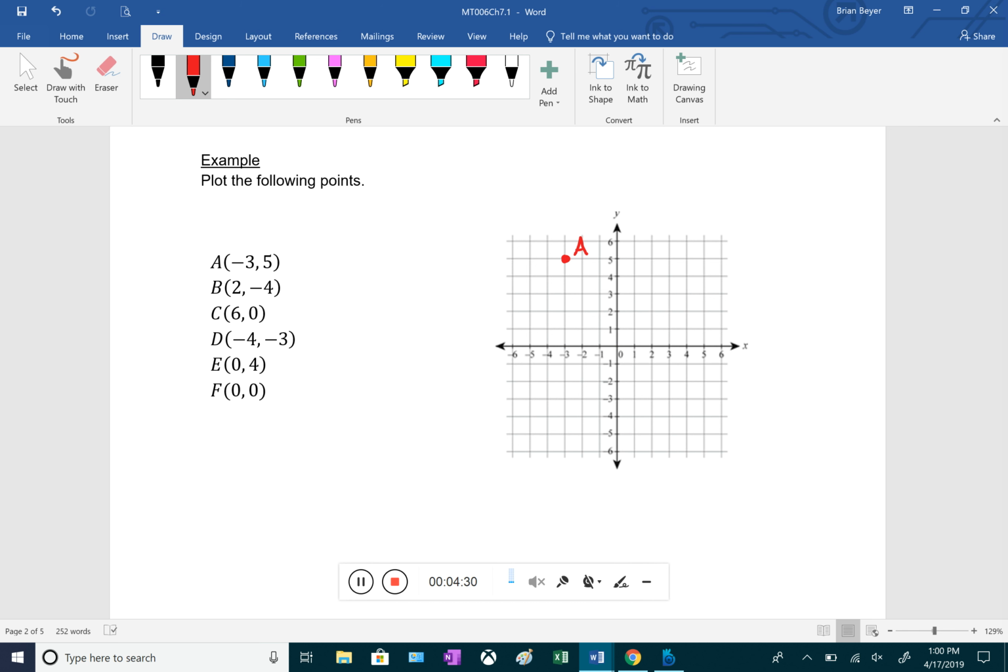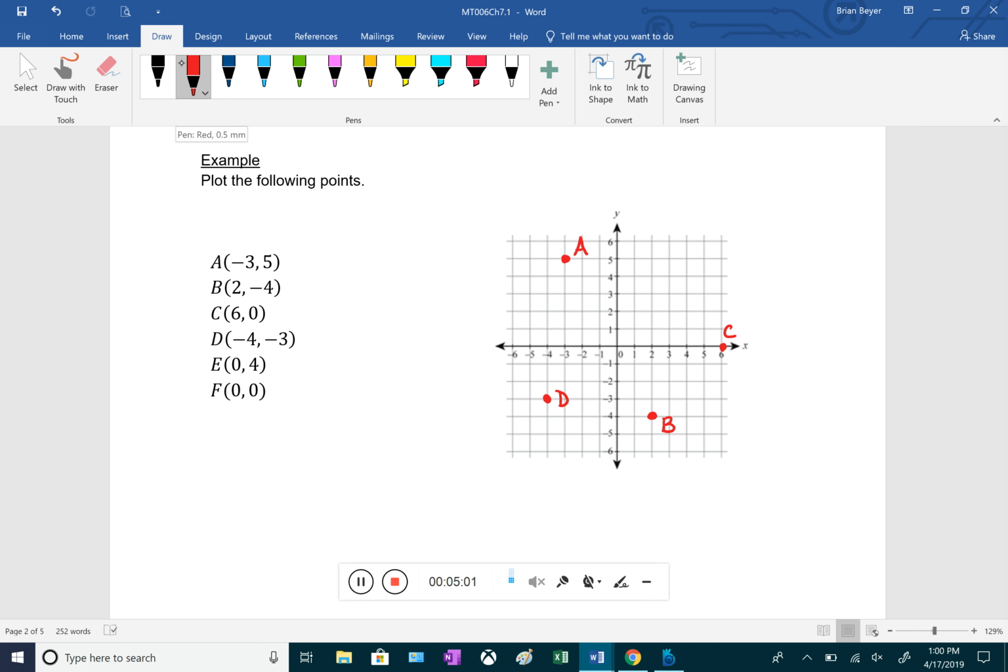Point B is 2, negative 4. So to the right 2 and down 4. That's point B. Point C is 6, 0. That's going to be 6 to the right and then 0 units up or down. So that's actually going to be on the x-axis. It had a vertical distance of 0, meaning it's on the x-axis. Point D, negative 4, negative 3. To the left 4, down 3. That's point D.